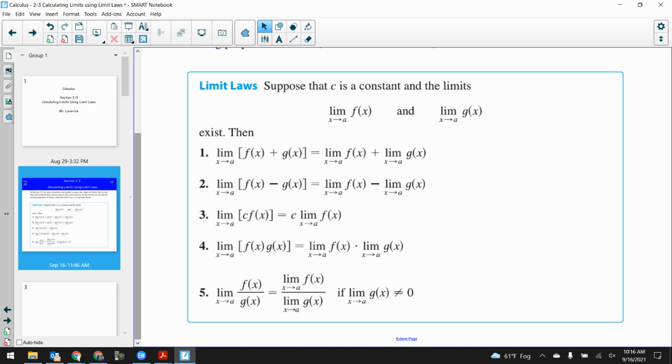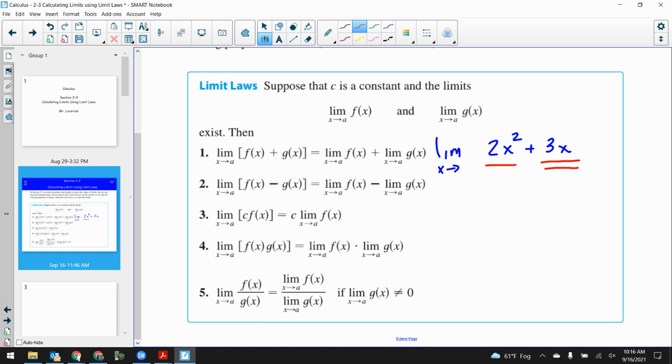If you can calculate the limit of f of x and the limit of g of x, and you add those two functions together, it's also equal to the sum of the limits. Okay? So maybe you can have a polynomial. Think about this: if f of x was 2x squared and g of x was 3x, and I wanted to find the limit of that whole thing as x approaches something, then I can split it up and take the limit of this and then the limit of that separately, if that might help me.